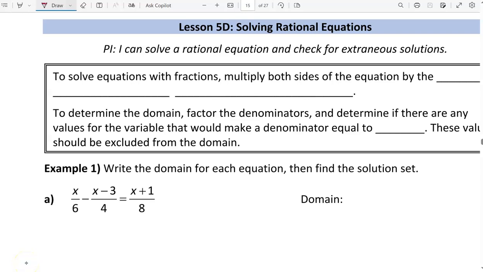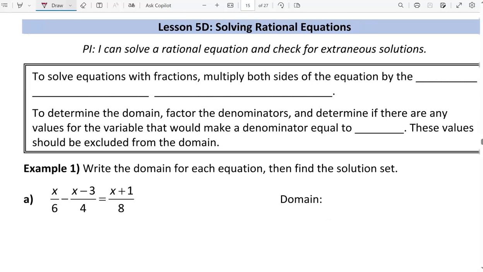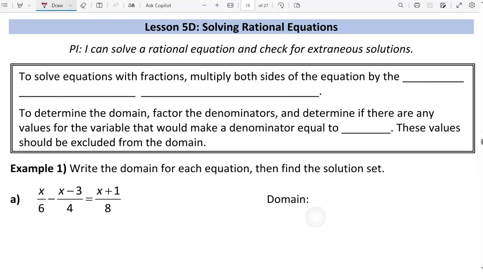In this lesson, we'll learn about solving rational equations, which are equations that contain rational or fractional expressions. When we have equations with fractions, we're going to multiply each side of the equation by the least common denominator of all the fractions. This is not new. This is just now extended to denominators that are polynomials.